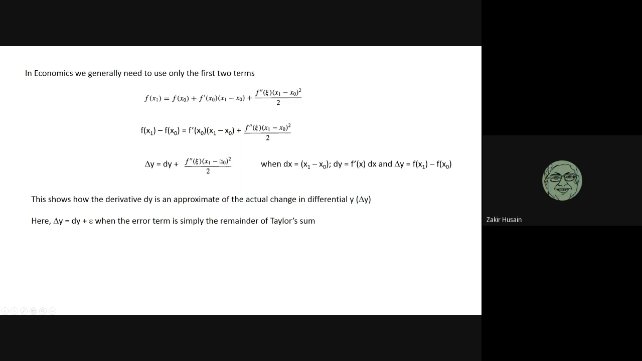Why is it an approximation? Because we have the remainder term. That is why it's an approximation. We can think of it in this manner, that del y is equal to dy plus an error term, where the error term can be interpreted simply as the Lagrangian residual term. Okay, is it clear, everyone? Any questions?